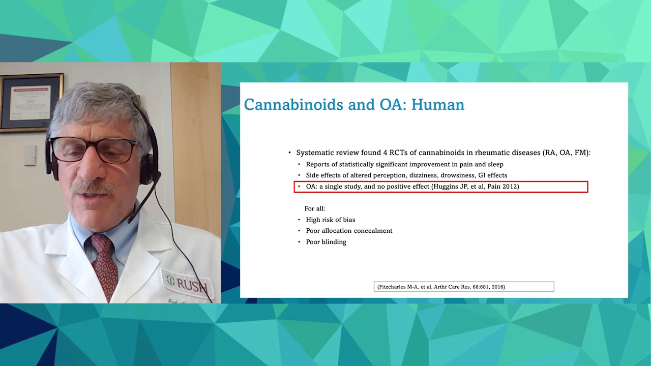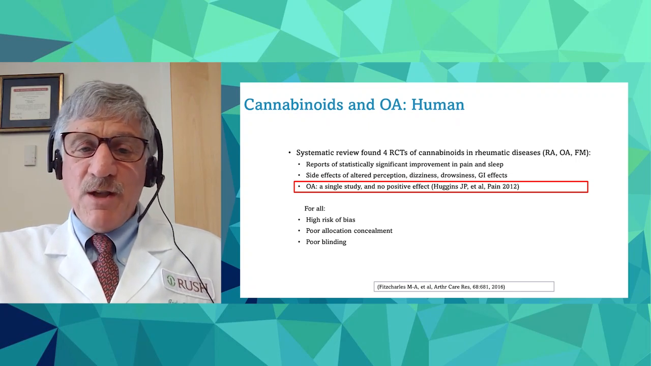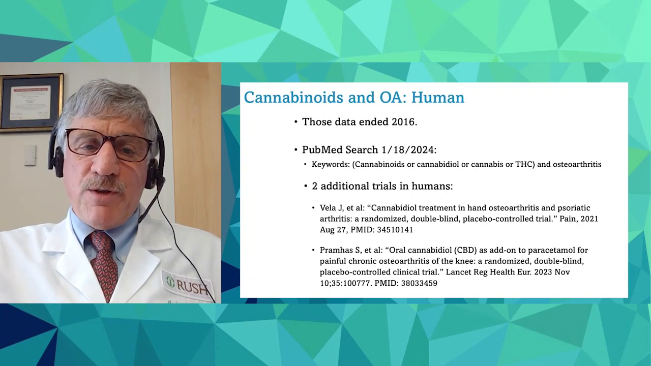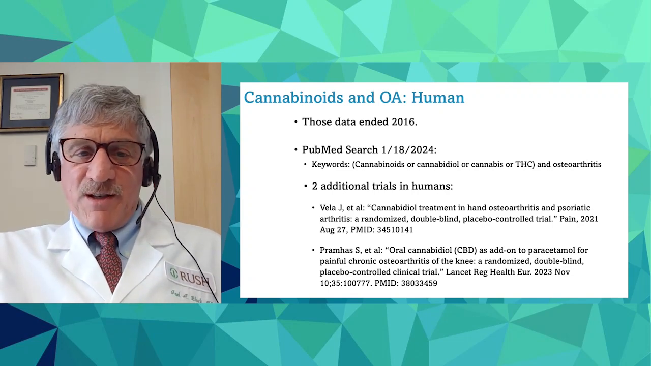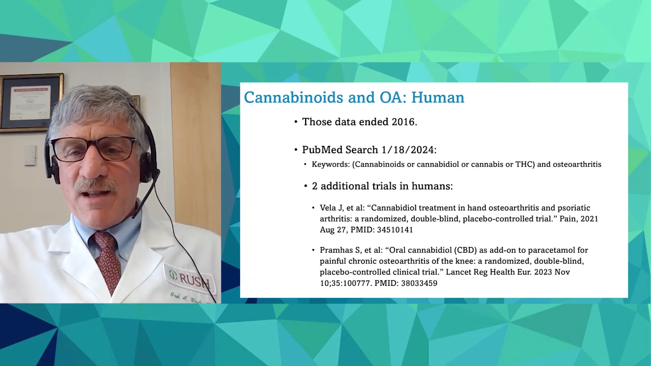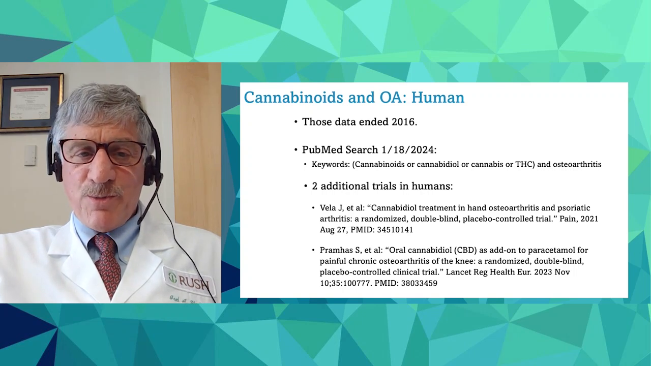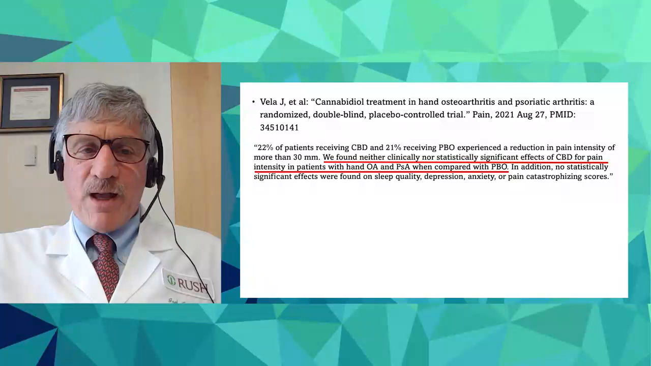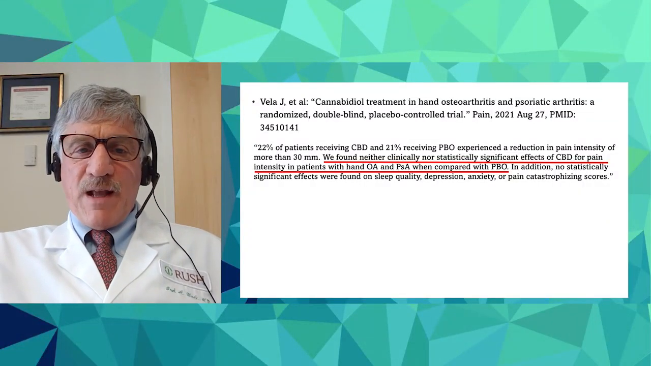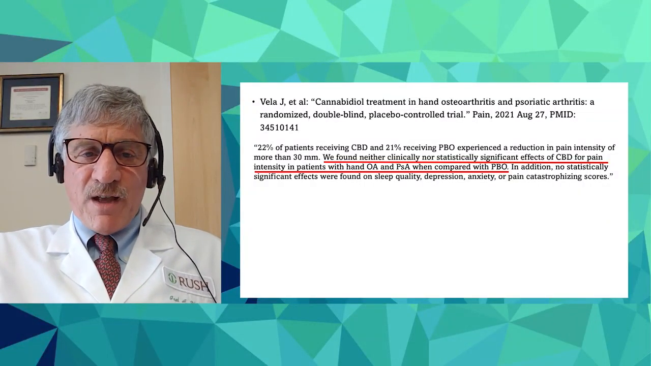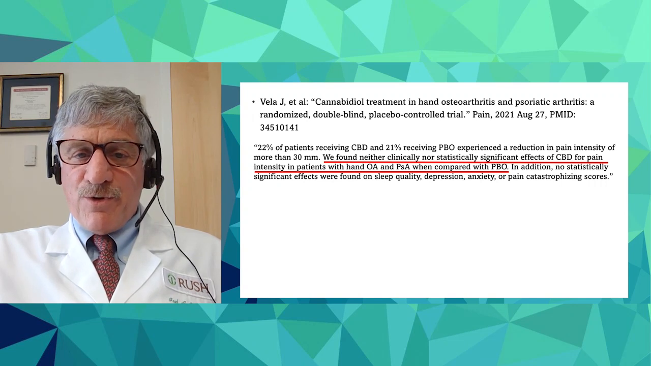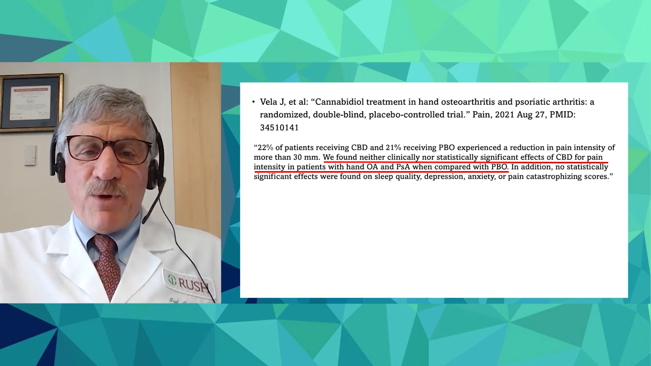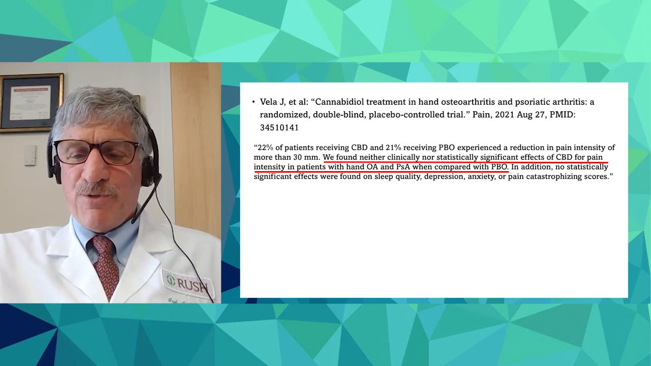Now, that study was 2012. People have been interested in the cannabinoids for a very long time. Surely there must be better evidence now. Well, if you look in PubMed this year, as I did, what you'll find is there's a total in that time period of 2 additional trials in humans. There was a cannabidiol trial in hand OA, cannabidiol versus placebo, and what they concluded was neither clinically nor statistically significant effects of cannabidiol for pain in people who had hand OA. It was a null study for OA.